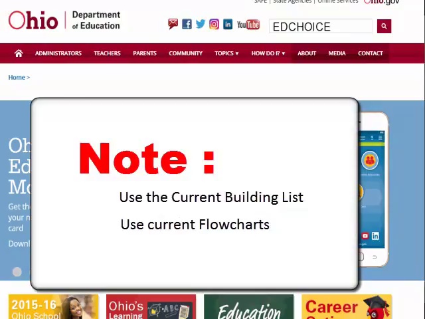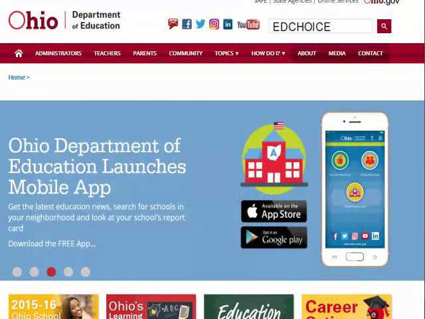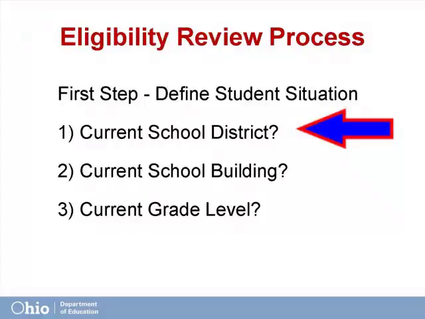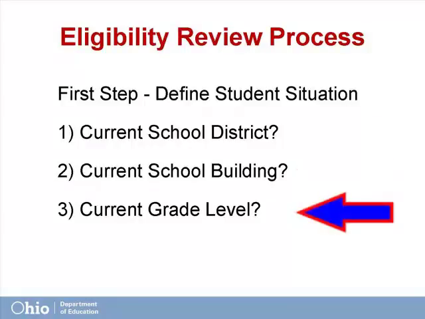Note: the following exemplifies the eligibility process. However, you must use the current building list and current flowcharts for accurate answers. Let's begin. First, identify the student's district of residence, the building they attend, and current grade level.